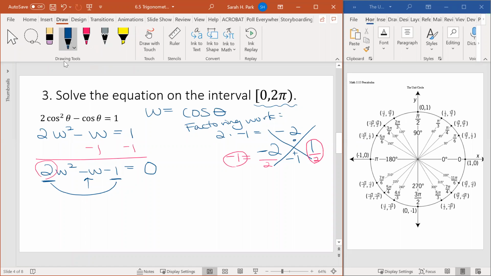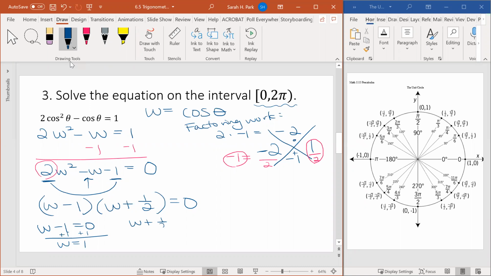So we got w minus 1. And then w plus 1/2. Now, if this was a factoring problem where I asked you, okay, factor this nicely, then I would change this to 2w plus 1. But because our goal is to solve, we'll just leave it in fraction form here. So now let's set both of these equal to 0. So we got w minus 1 equal to 0. Adding 1 to both sides, we have w equals 1. W plus 1/2 is equal to 0. Subtract 1/2 from both sides, we have w is equal to -1/2.